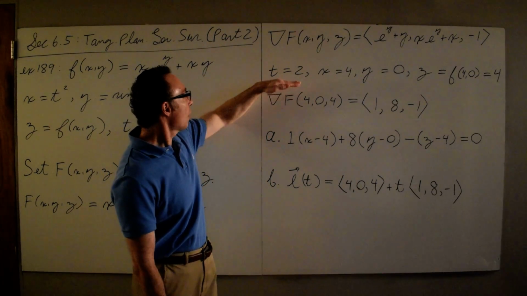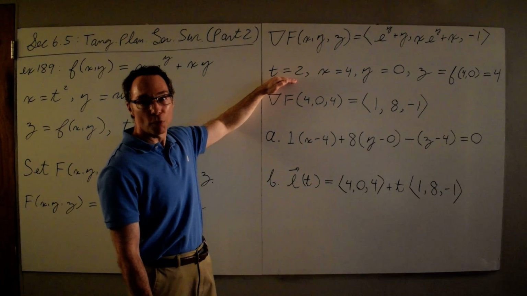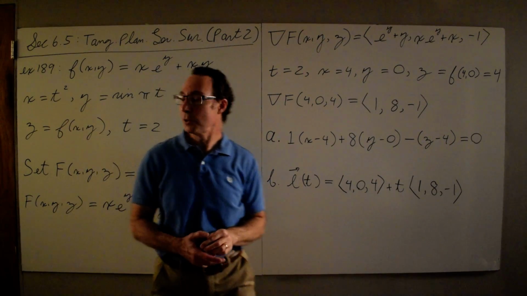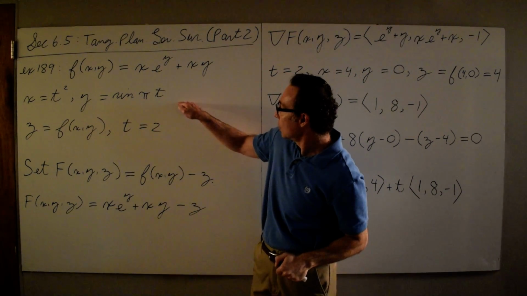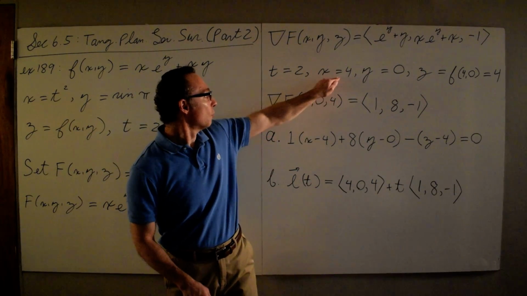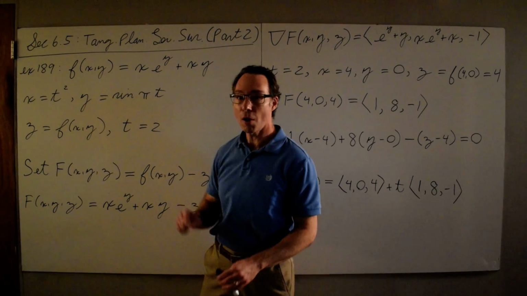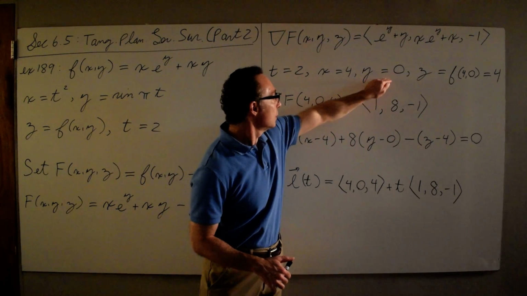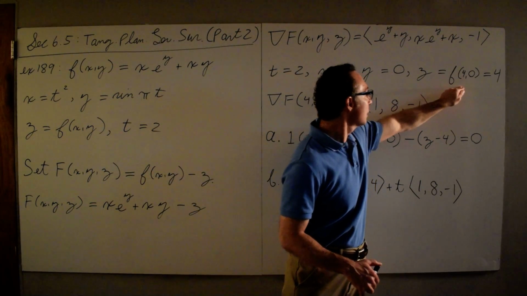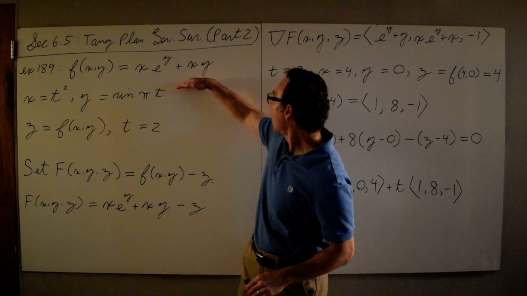We are given in the problem the point t is equal to 2, where x and y are both defined in terms of t. And so to find x, y, and z, we go back to these equations and we substitute. Since t is equal to 2, x is equal to 4. Here, t is equal to 2, so y is sine of 2 pi, which is 0. And z is defined to be f of xy, so z is f of 4, 0, and little f, so lowercase f of 4, 0 is equal to 4.